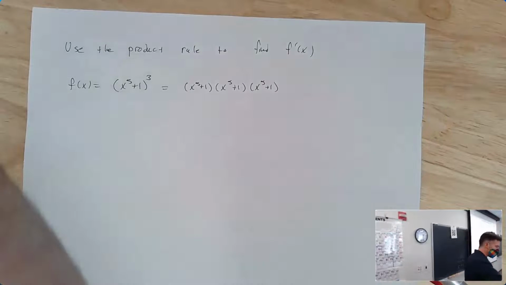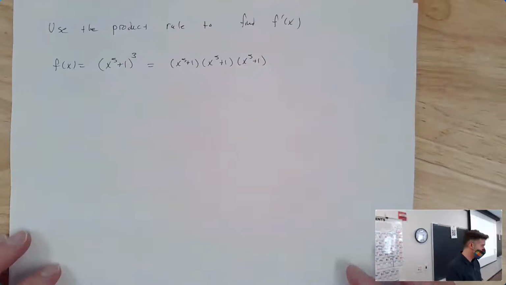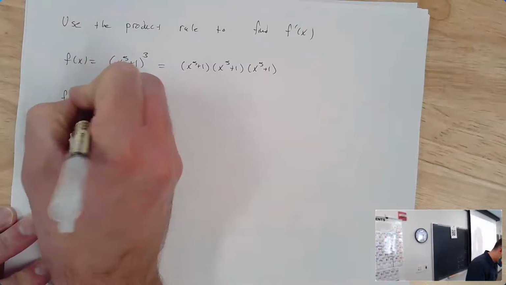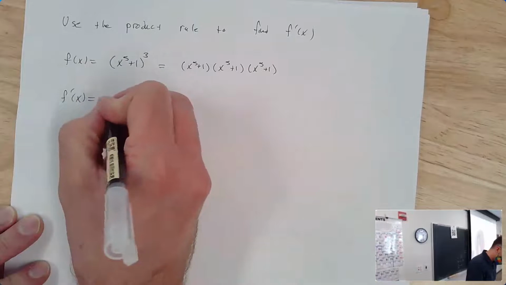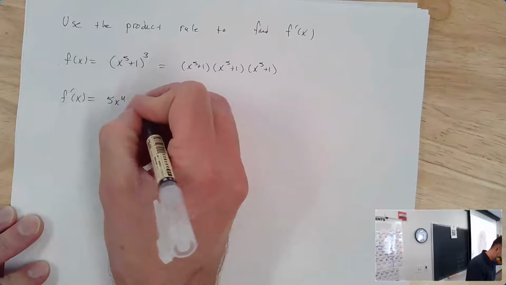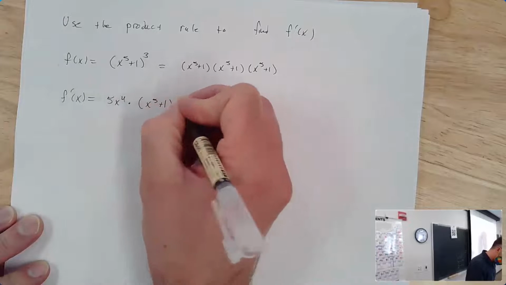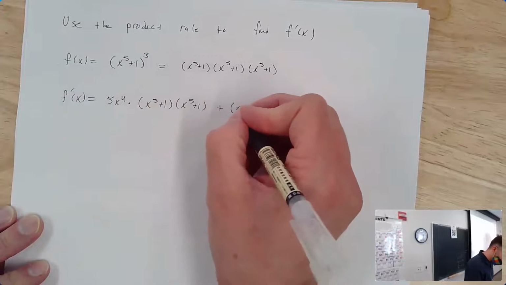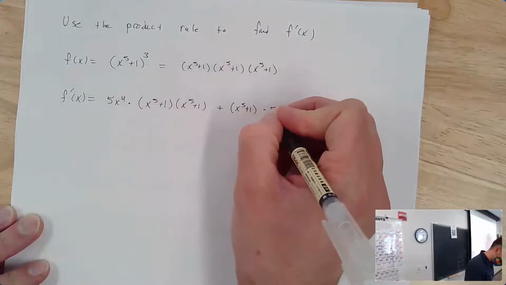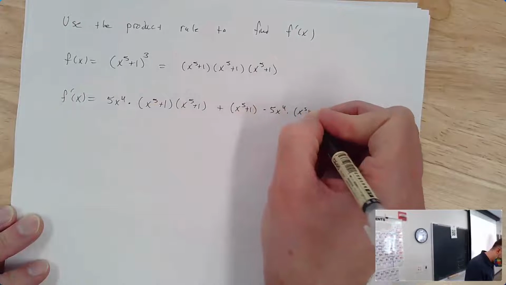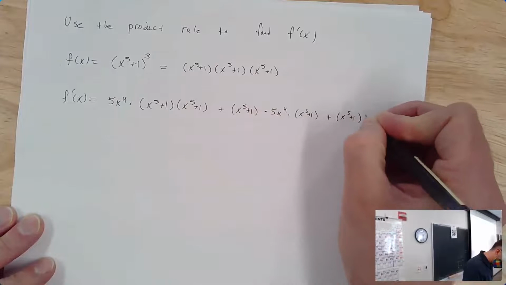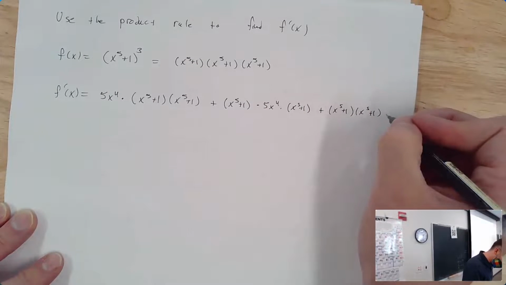So I'm going to use the triple product rule to take the derivative of x to the fifth plus 1 times x to the fifth plus 1 times x to the fifth plus 1. And let's see what happens. So it's going to be the derivative of the first piece times the other pieces left alone, plus the derivative of the second piece times the first piece times the third piece left alone. And then finally, the first two pieces left alone times the derivative of the third piece, which is also 5x to the fourth.